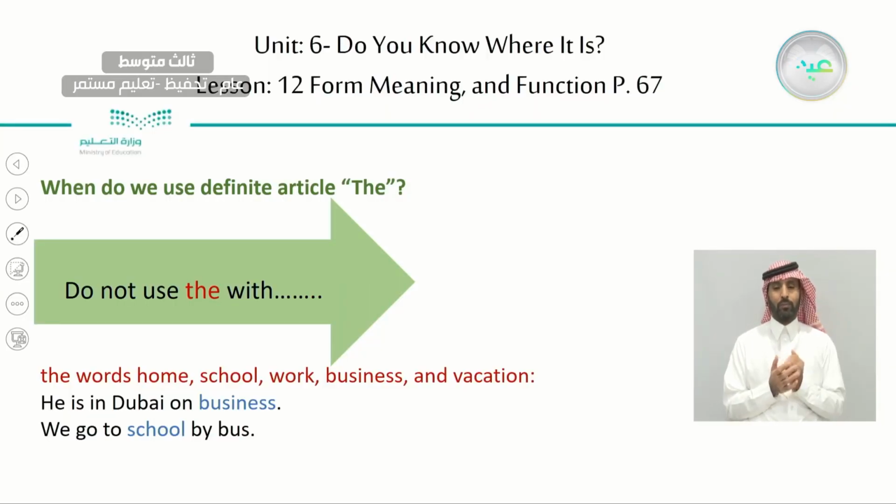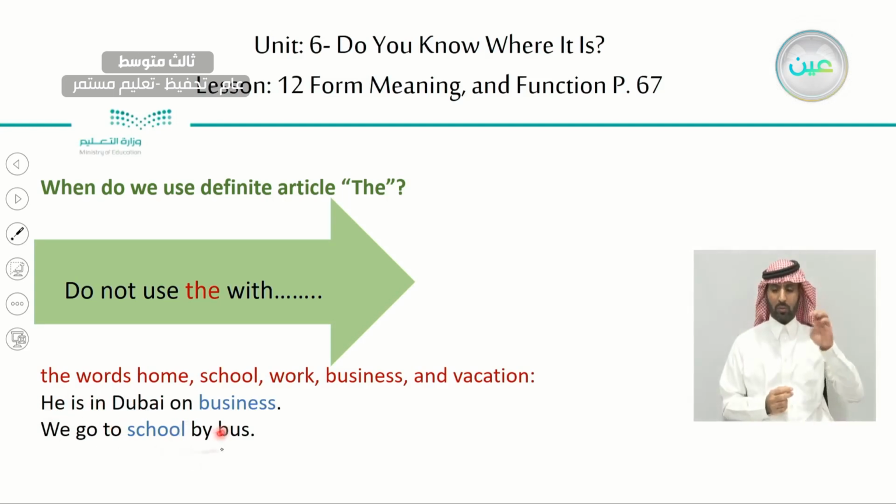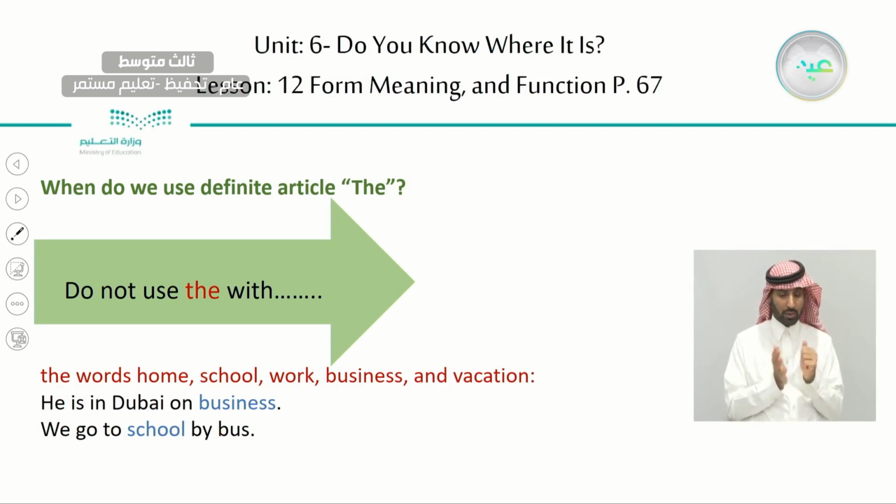Right? So what else we don't use the with? These words: home, school, work, business, and vacation. We don't use the with it, okay? He is in Dubai on business, okay? You don't say on the business. We go to school by bus. You don't say we go to the school by bus, okay?